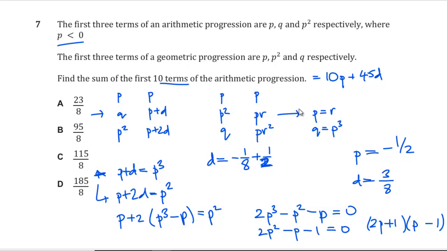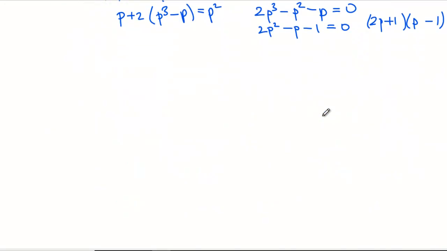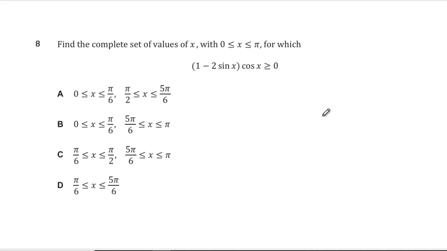So 10P plus 45D is minus 5 plus 45 times 3 over 8. God, these are horrible looking things. So that's what, 135. Well, they're all over 8, the answer. So 135 minus 40, so 95 over 8. Right, they've certainly stepped up the difficulty on these in the last couple.